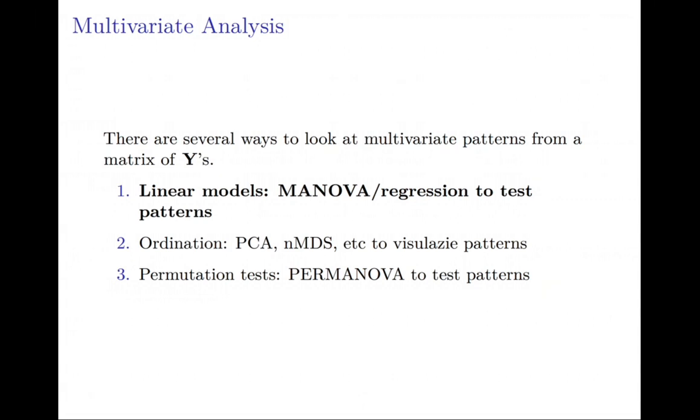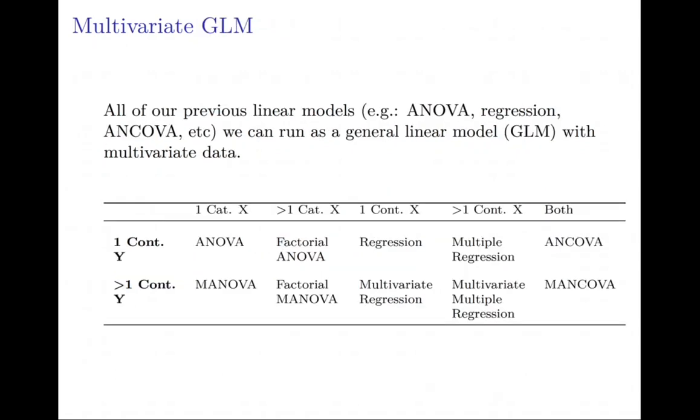Okay, so as we talked about in the previous lecture, in the overview, there are several ways to look at multivariate patterns from a matrix of Ys. And we're going to be starting with linear models, the MANOVA and regression, etc., to test our patterns. And so all of our previous linear models, for example, ANOVA, regression, ANCOVA, etc., we can run as general linear models, and we can do that also with multivariate data.